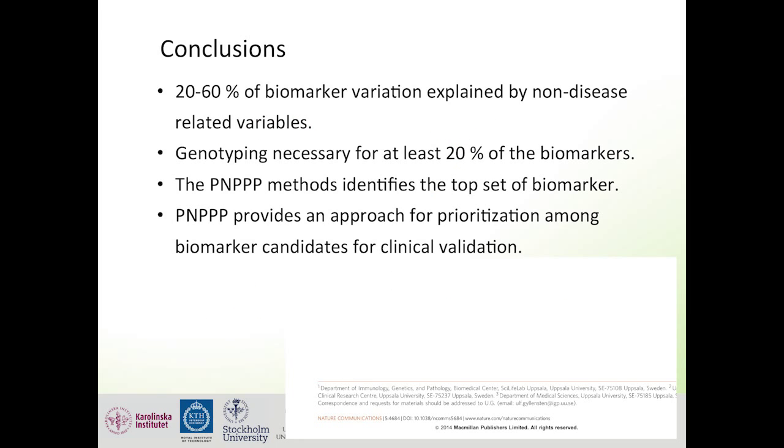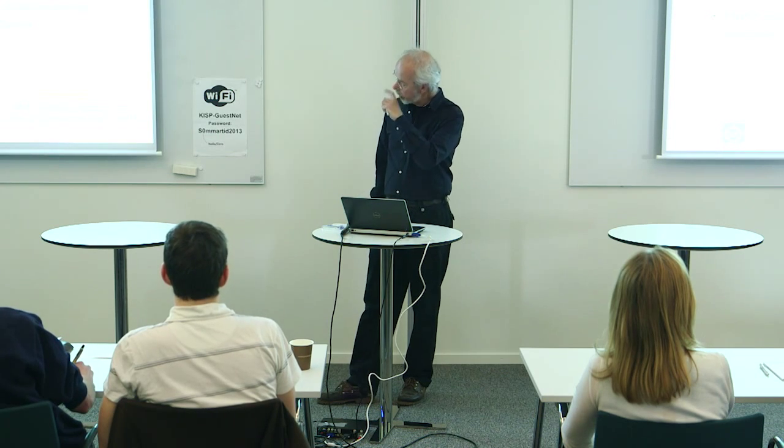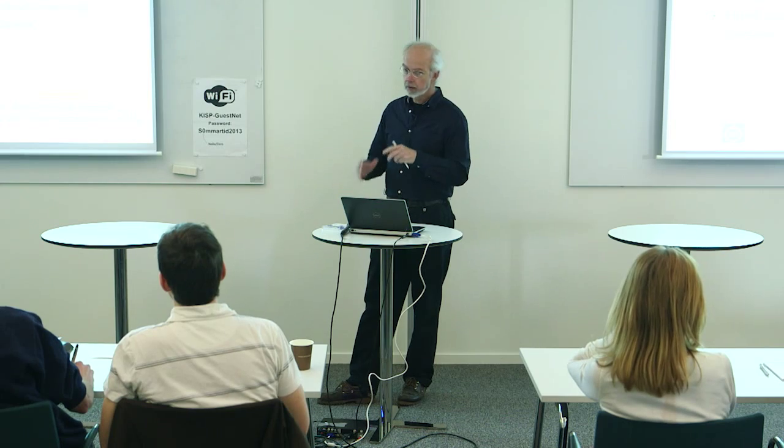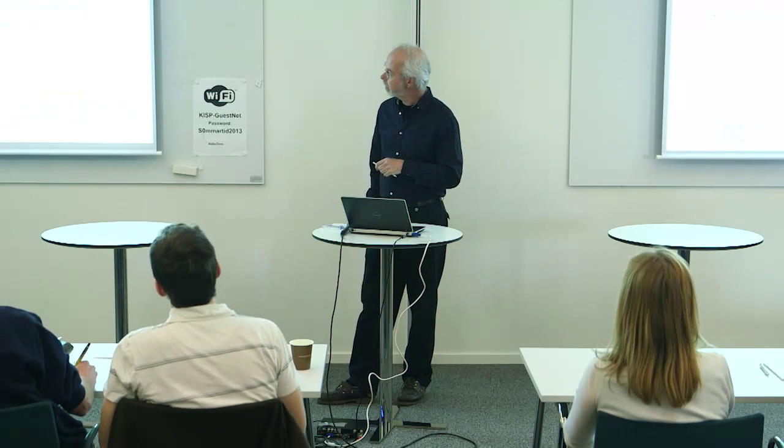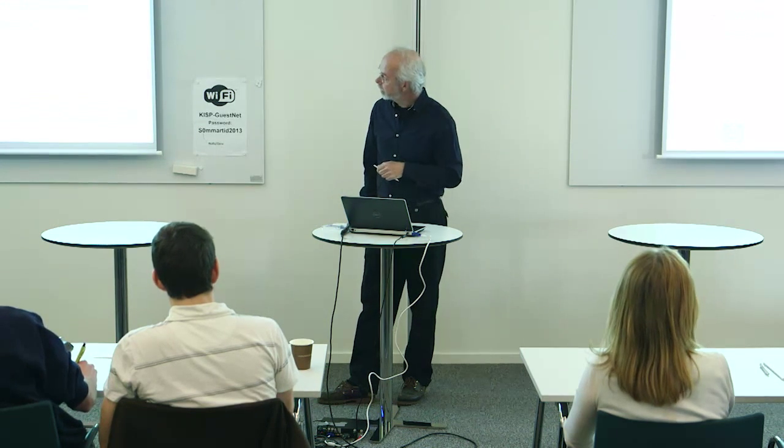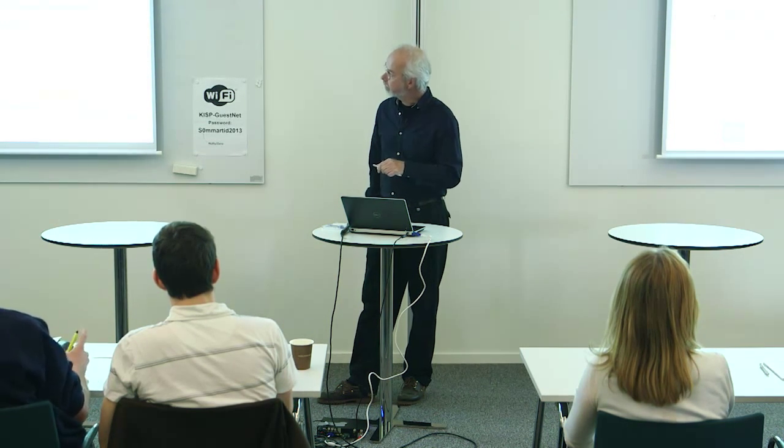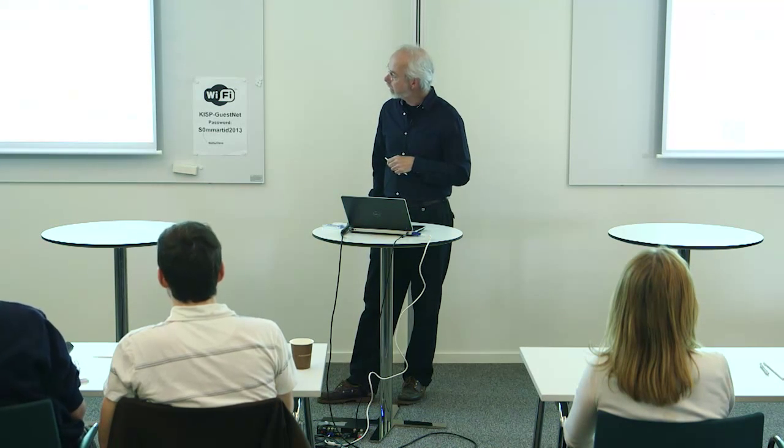So just to try to summarize here, what have we learned so far? Well, I think we've learned that genetics actually play a much bigger role than we've thought, and that in general we have a lot of variation in these biomarker measurements which is unrelated to disease. If you want to use that information, we probably need to do some genotyping of people if we want to put them in the right category from a biomarker point of view. We think that the method we have developed seems quite useful, from a screening point of view, for identifying the top set of biomarkers to be evaluated further. And again, for prioritizing among these candidates for clinical validation.